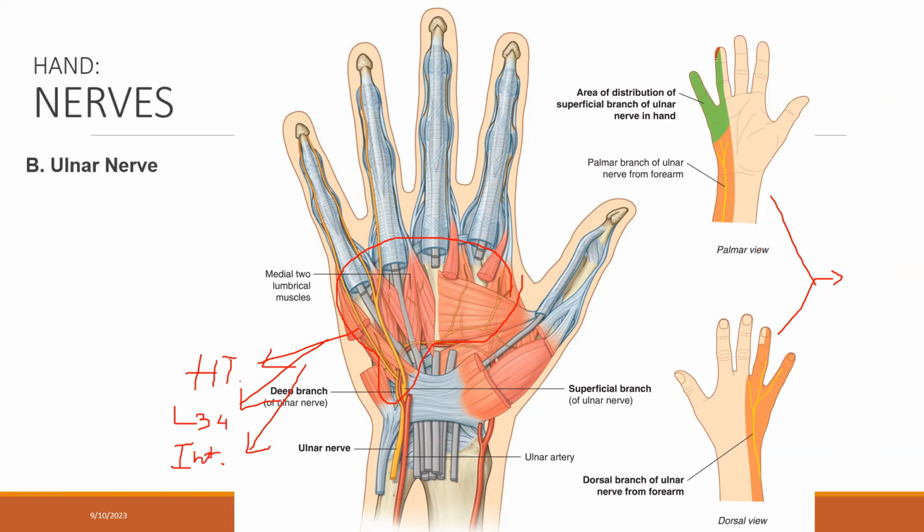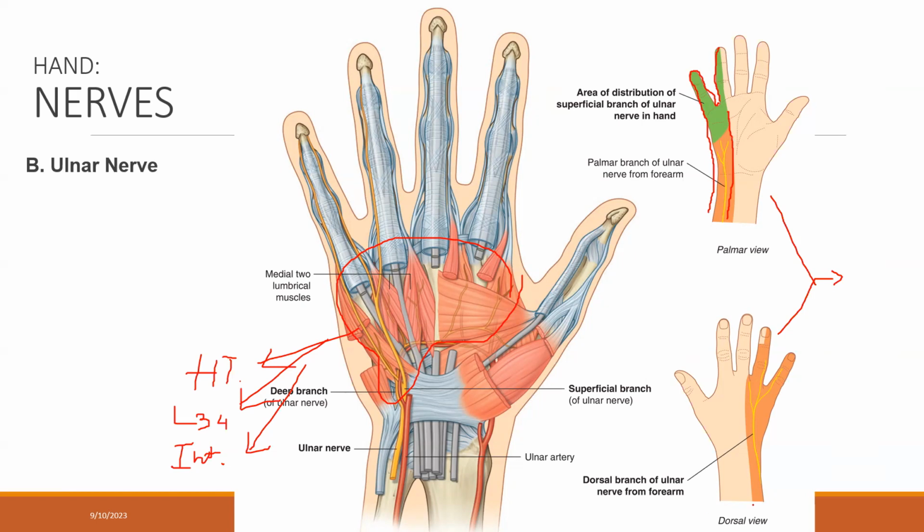That includes the medial half of the ring finger, right here on the palmar side, as well as the pinky finger on the palmar side, as well as all of this area right here, that is on the forearm region.